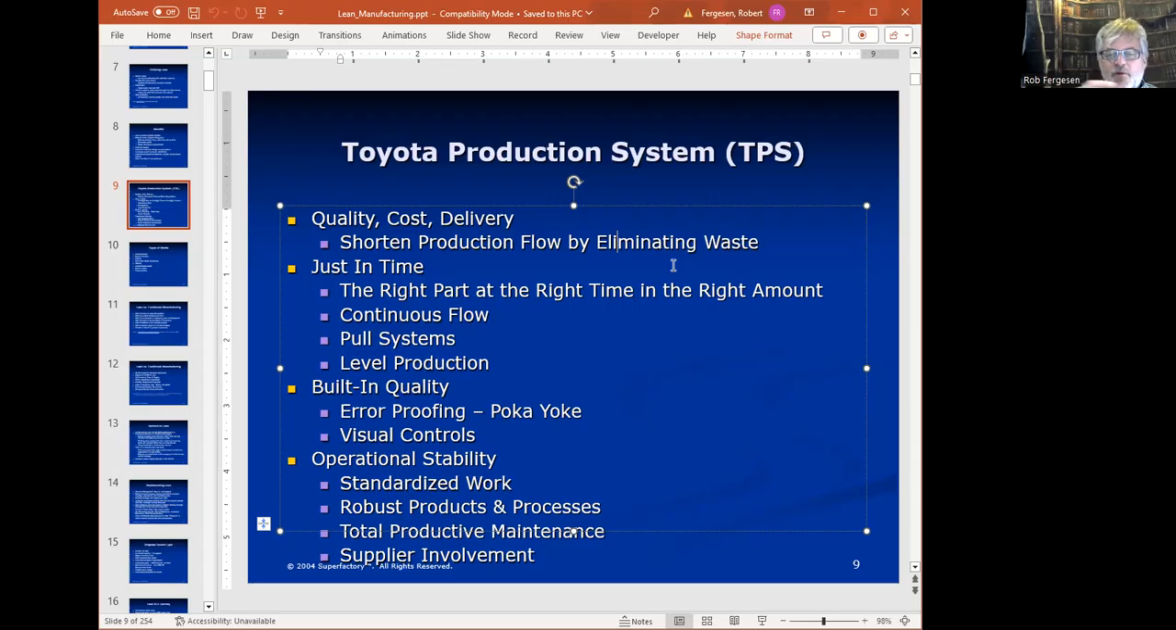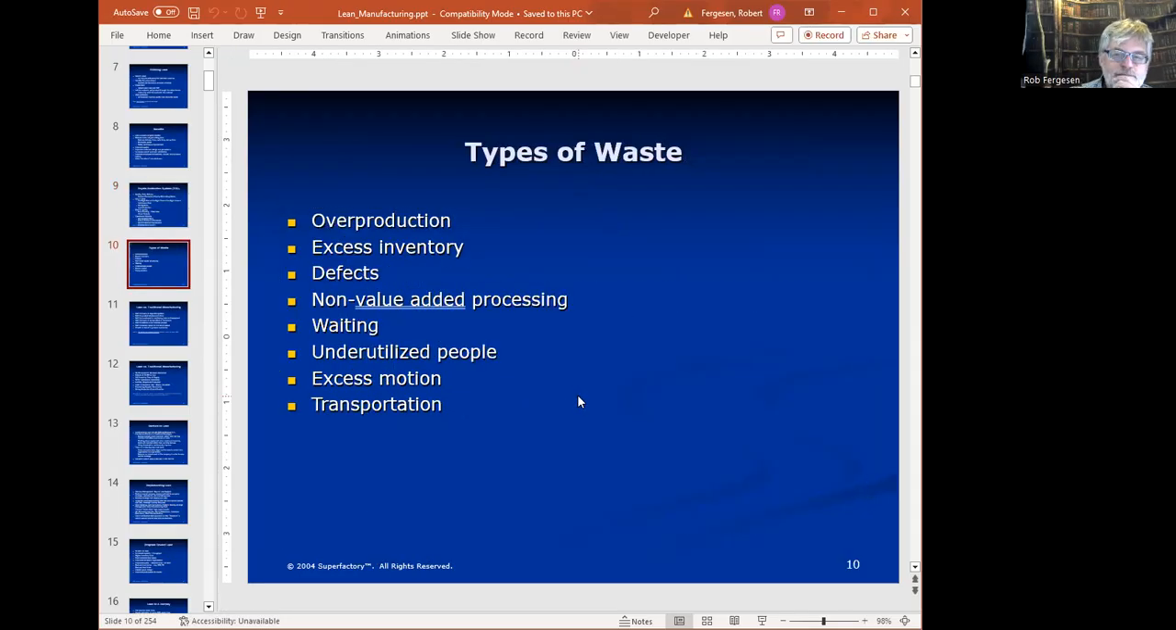So they built in all of these little things: standardized work, robust processes, supplier involvement. They built all this stuff in the 70s and 80s and 90s, and were very successful.